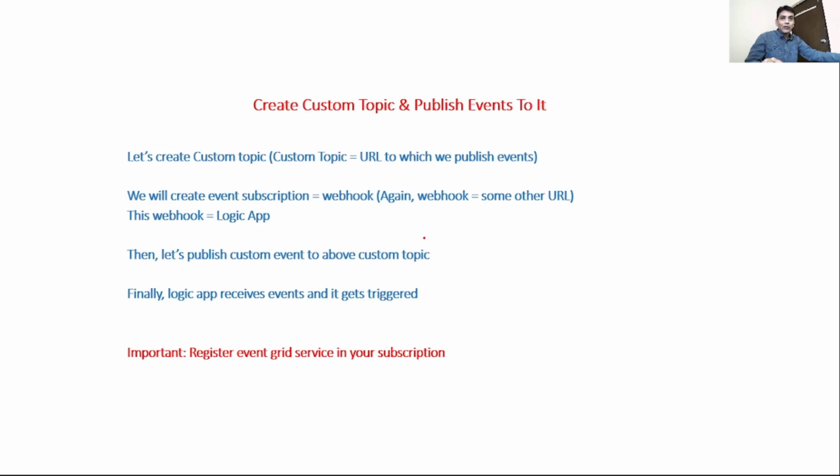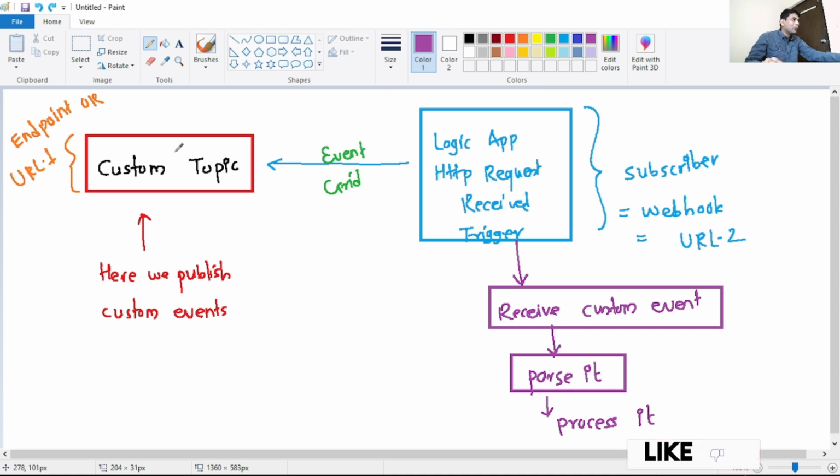Hey guys, in this video we will see our first practical example of Azure Event Grid. So we will create a custom topic and then we will publish custom events to this topic. So basically what is our requirement? Again, we will create our custom topic and then we will publish our custom events to this custom topic. And then we will subscribe a logic app to this custom topic. So basically whenever an event is published to this custom topic, our logic app should get executed.